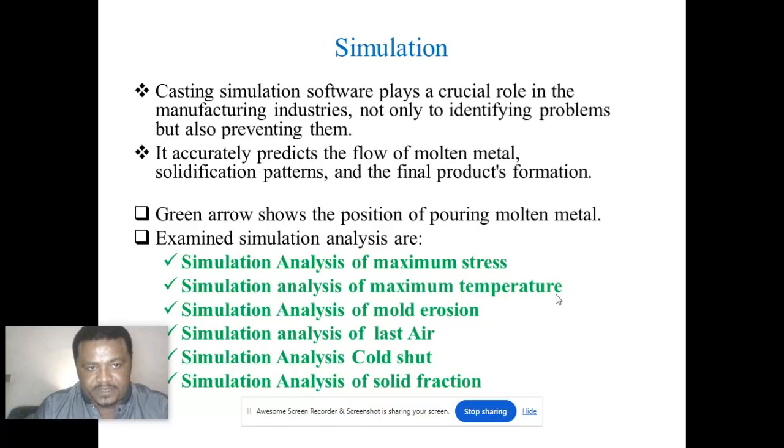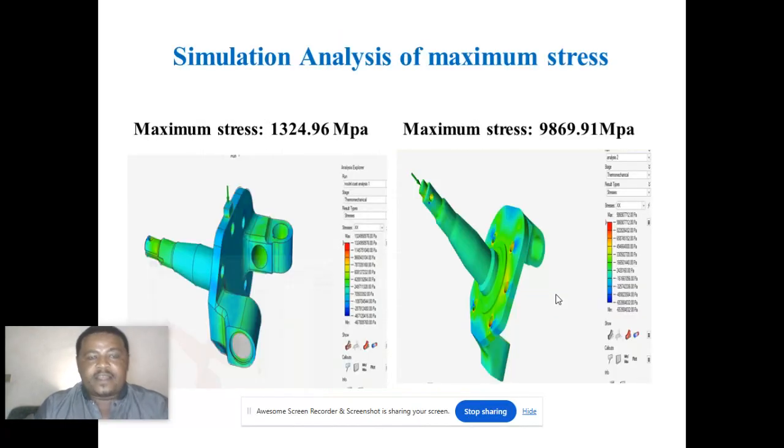In the figures, the green arrow shows the position of pouring the molten metal. The simulation analyses examined in this article are maximum stress, maximum temperature, mold erosion, last area, cold shut, and solid fraction. Here is the simulation analysis of maximum stress. The green arrow, as listed first, shows the direction of pouring molten metal into the mold.